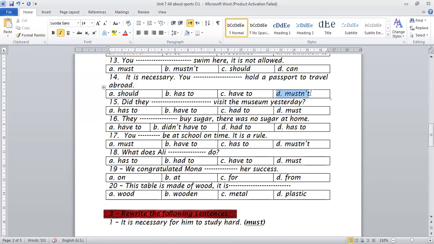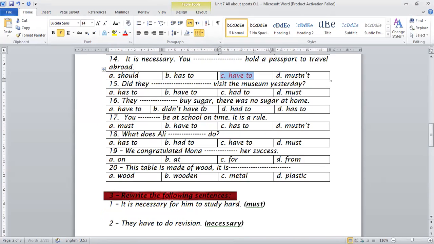It's okay. I'm sorry, this is the answer. You mustn't. Yes, number 14, it is necessary. Have to. You have to. You have to because it's a necessary thing. It's okay. It's a necessity.